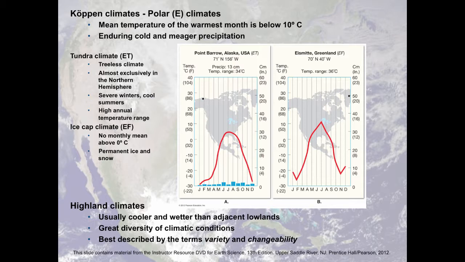In Point Barrow, Alaska, for instance, this tundra climate can vary between 40 degrees C and minus 22, 40 degrees F and minus 22 F.